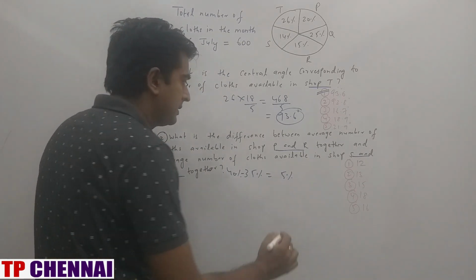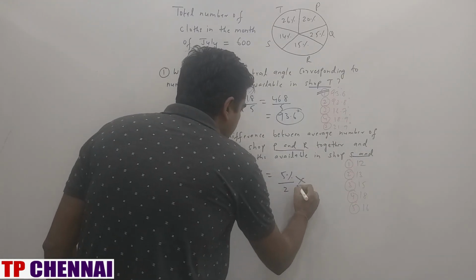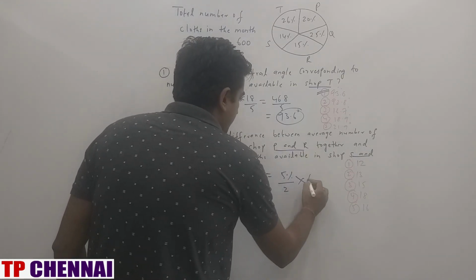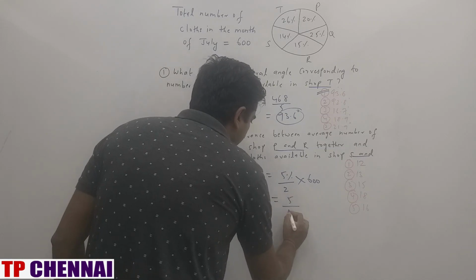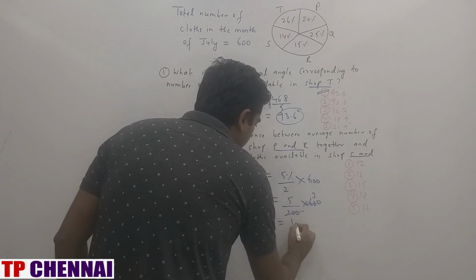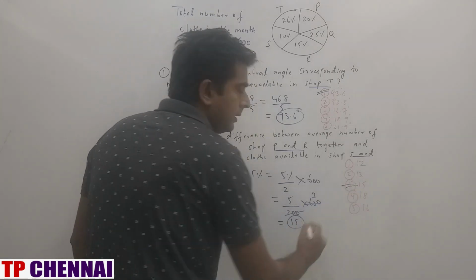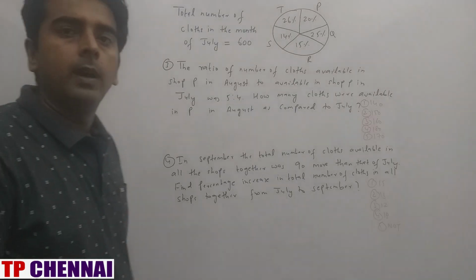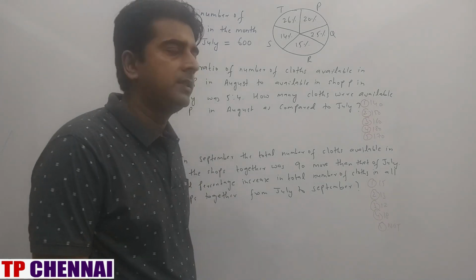And difference of average they are asking, so divide by 2 into total value, which is 600. So 5 by 200 into 600, what is the answer? 15, which is the third option. So I hope you are clear with the second question. Now we'll see the third one.